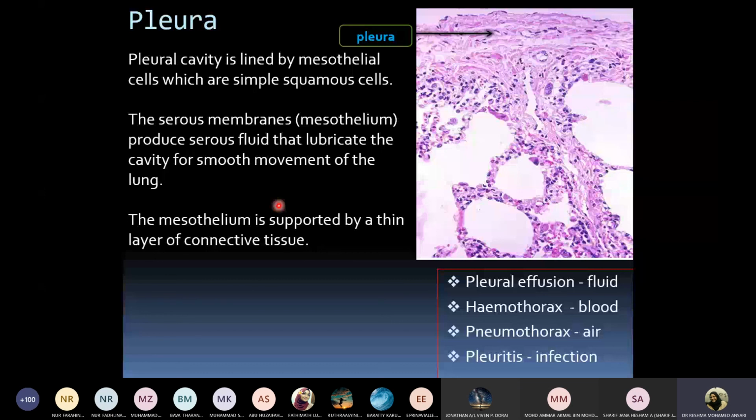If there is blood in the pleural space, we call it hemothorax. If there is air in the pleural space, we call it pneumothorax. And if there is infection in the pleura, we call it pleuritis. Same thing as your pericardial effusion, or like your pericarditis, the same function. In your heart, it's called pericardium. In the lung, the outer layer is called pleura, and in the abdomen, we call it peritoneum. The name changes, but the function remains the same. Am I clear?